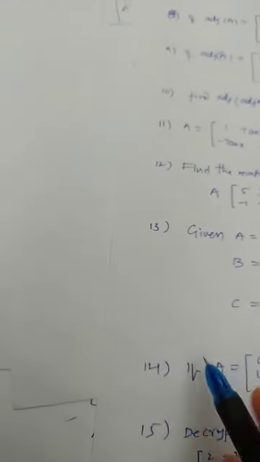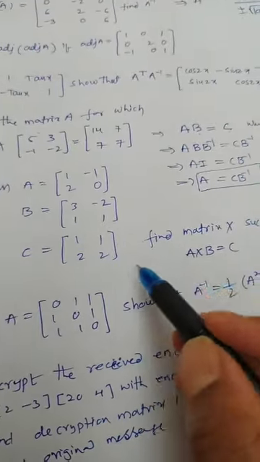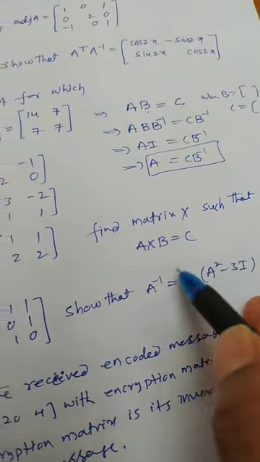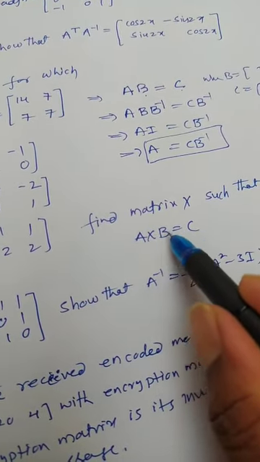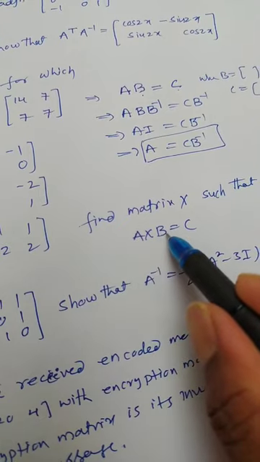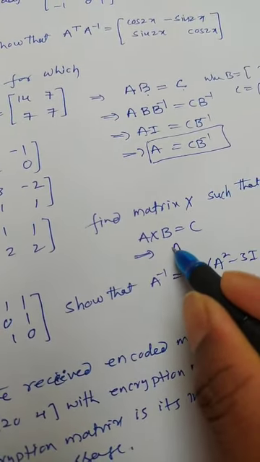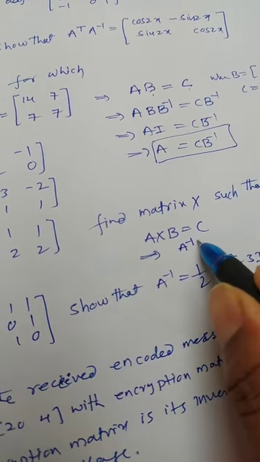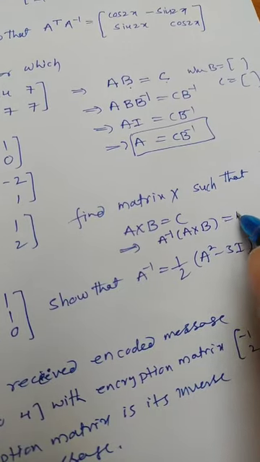Okay. For the 13th problem, we have 3 matrices A, B, C. Find the matrix X such that we have this equation. Here we have to find the matrix X. For that, we have to eliminate A and B. To find X, first I will pre-multiply with A inverse. A inverse into X into B is equal to A inverse into C.